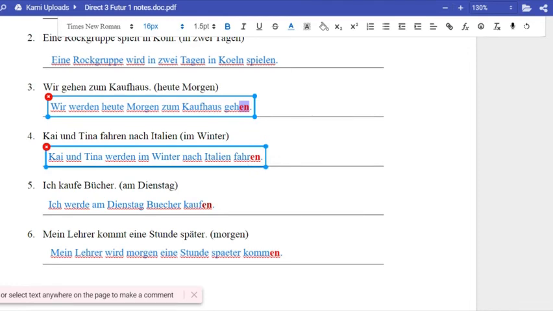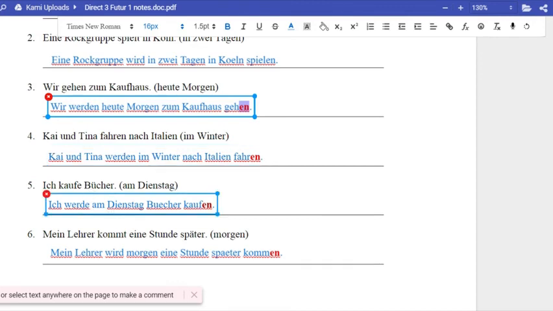Okay, fahren, the infinitive gets thrown into the end. Werden gets conjugated to go with the subject, Kai und Tina. That's a plural subject. Im Winter is going to come before where we're going to travel, in this case, to Italy. Nummer 5. Ich werde am Dienstag Bücher kaufen. You try to say it. Nice work.